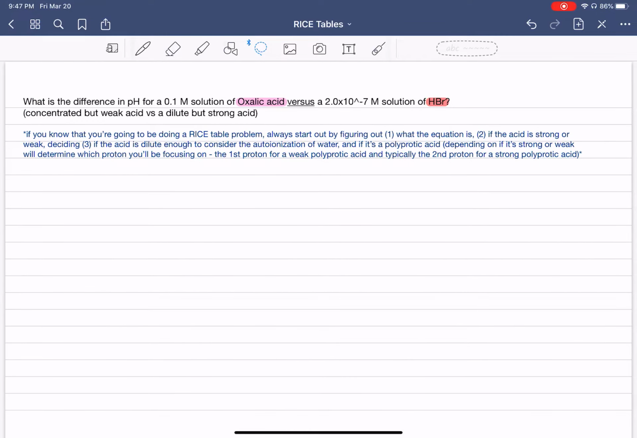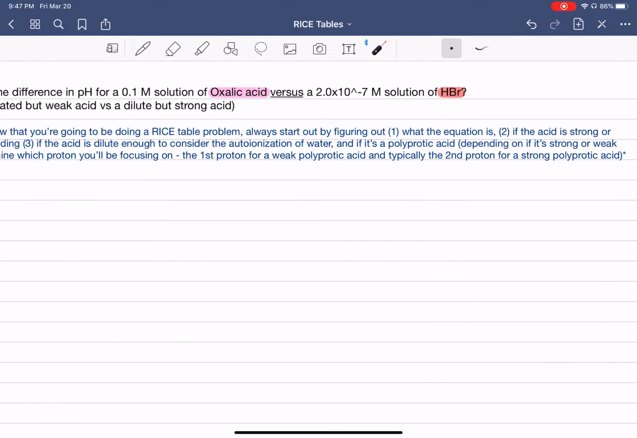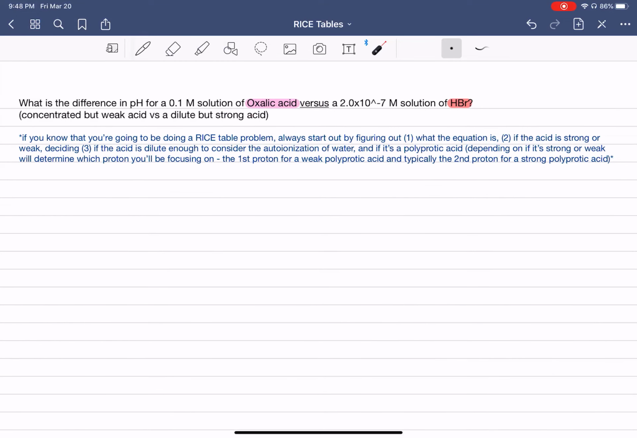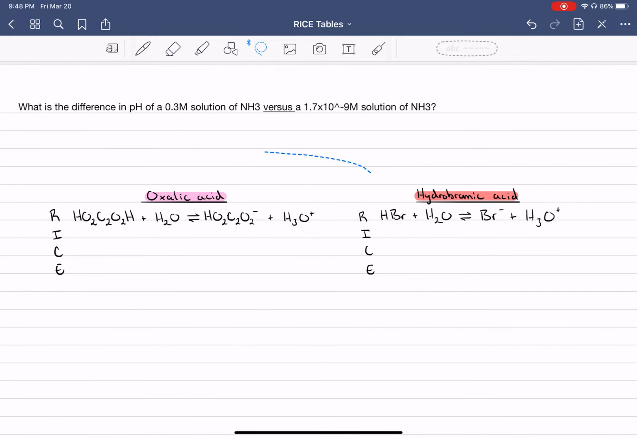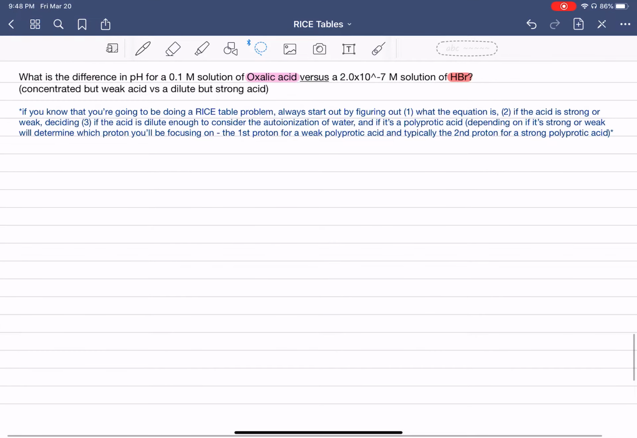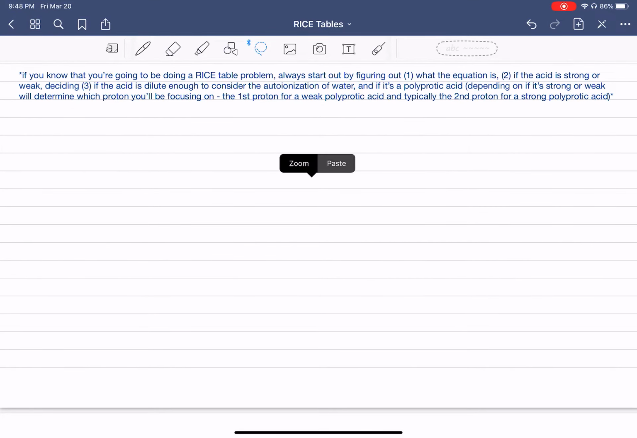And then I put right here that if it's a polyprotic acid, depending on if it's strong or weak, that will tell us if we need to focus on the first hydrogen that dissociates or the second or even possibly the third if it's an extremely strong acid. And I covered this in 2 previous videos. But for this problem, I'm going to write both RICE tables so you can see them solved together at the same time. Now, yes, I already wrote this down to conserve some time.